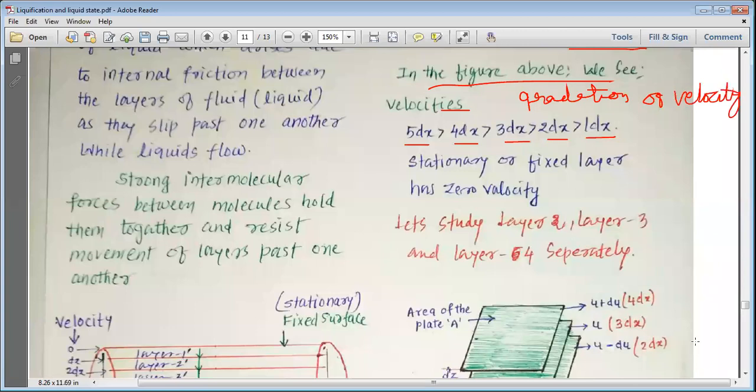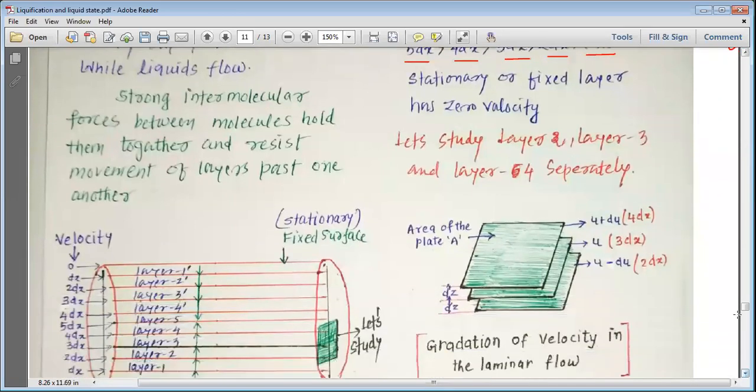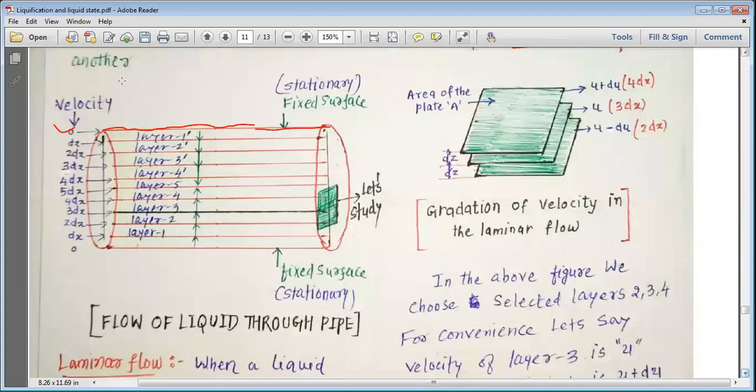This is how, my dear students, we understand. So, the stationary or fixed layer has zero velocity. Please remember that this layer which was fixed has got zero velocity. We have represented it as zero velocity. Let us study layer 2, layer 3 and layer 4 separately. Now, my dear students, we just want to study these layers, which are layer 2, layer 3 and layer 4.